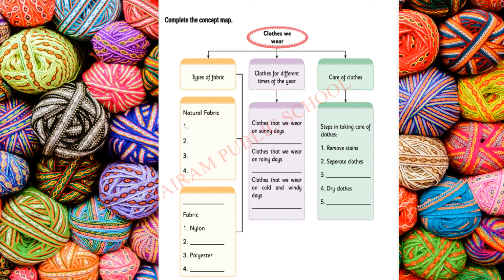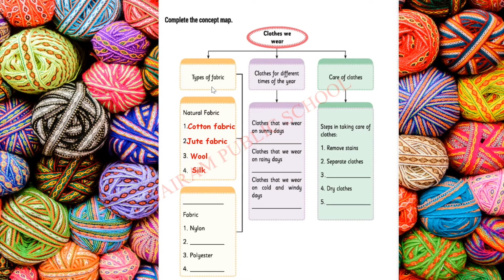Children, see, listen, clothes we wear. First of all, we are going to discuss types of fabric. You know very well, we learned the types of fabric. Can you guess what this is? What are the types of fabric? Yeah, very good. Natural fabrics: cotton fabric, jute fabric, wool fabric and silk fabric.